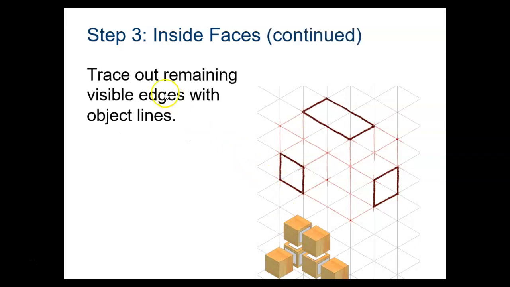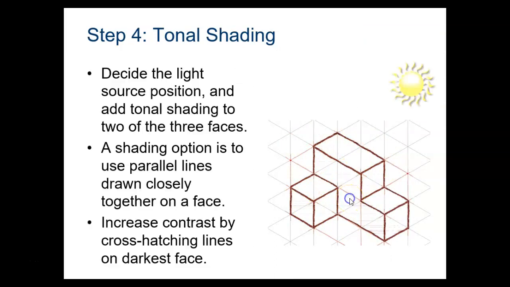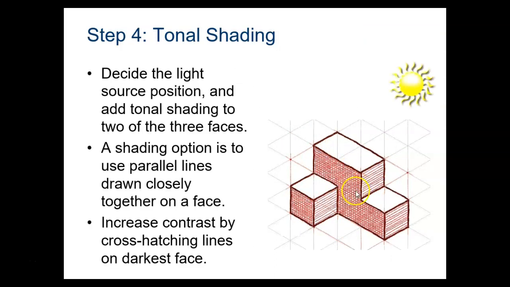Step three. Now you're going to trace out the remaining visible edges with object lines. So we have these vertical lines, and then these diagonal lines, and then these diagonal lines. So your object will look like that. Again, decide your light source and add tonal shading.